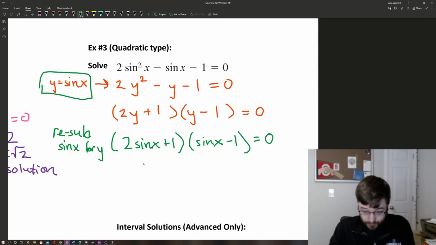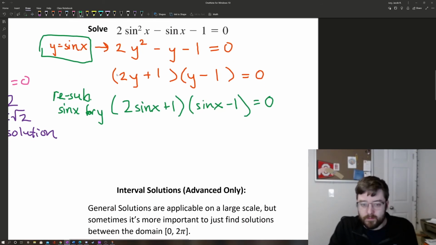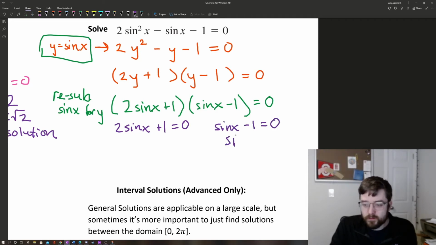Yes, we are good. So now that I've got this all ready to go, I can use that zero product property that we talked about, and I can say that 2 sine x plus 1 equals 0, and that's one of my factors equal to 0, and sine of x minus 1 equals 0. So sine of x equals 1 for that one, and sine of x equals, and I'll do the subtraction and division in one step, so I'll get -1 divided by 2.